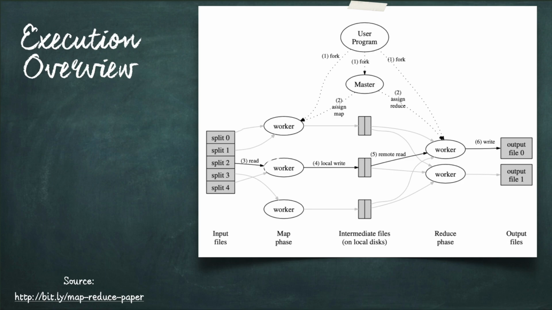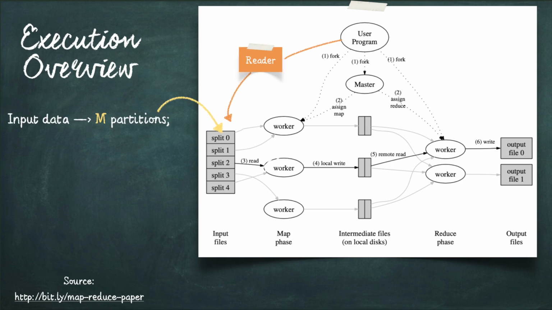Now let's have a closer look at the whole execution workflow, going much more into the details of it. We start with the map invocation. The map invocations are distributed across multiple machines by automatically partitioning the input data into a set of m different splits. This operation is performed by a component of the MapReduce backend called the reader. The input splits can then be processed in parallel by multiple machines.